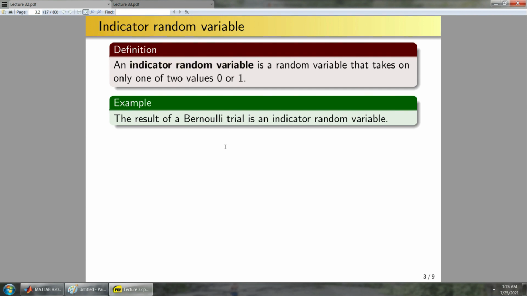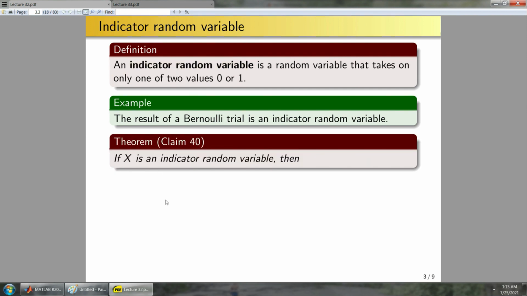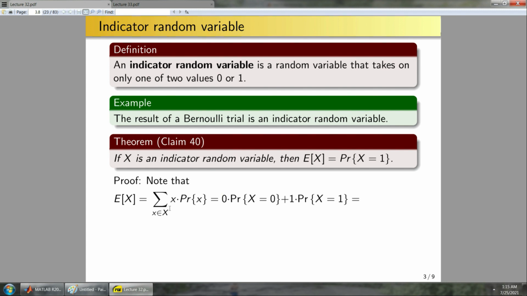Okay, so now let's look at claim 40. If x is an indicator random variable, then the expected value of x is simply the probability that x is equal to 1. So let's look at a proof for this. For the proof, we know that the expected value of x is equal to this sum, right? So let's just expand this out. X takes on two values. It's either 0, in which case it's 0 times the probability that x is 0, plus, in the case where it's 1, 1 times the probability that x is 1. Well, this term here is always going to be 0, and 1 times anything is whatever the other term was. So this is the probability that x is equal to 1.